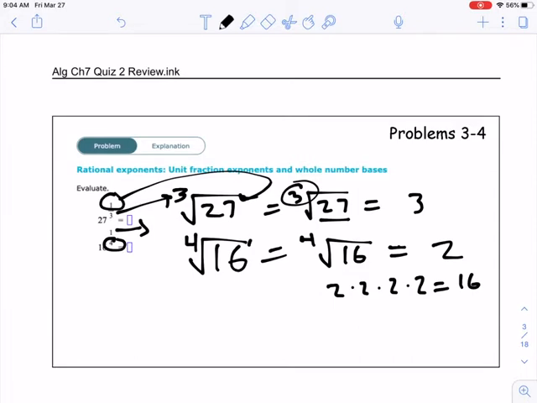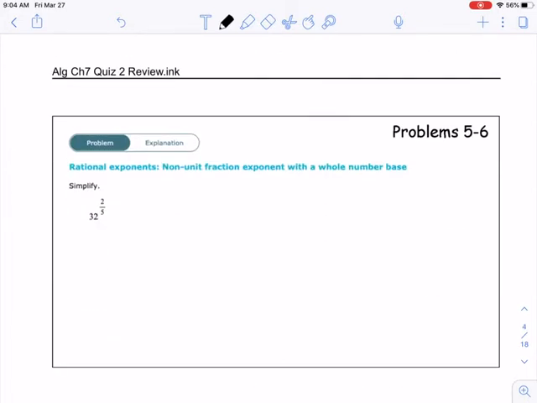Okay, the next problems are the ones that you will encounter, problems 5 and 6. Rational exponents, non-unit fraction exponents. It's kind of like what we just did, except we're going to have an exponent on the number inside. So first thing you do is, okay, it's 32 to the 5th power. I think the best way to do these is to figure out what the 32 to the 5th root is first. Or not to the 5th power, I apologize.